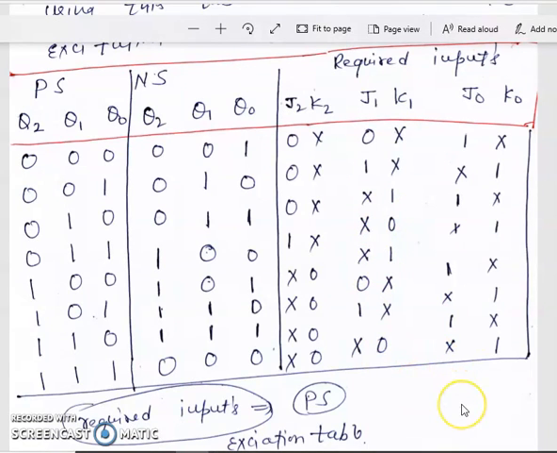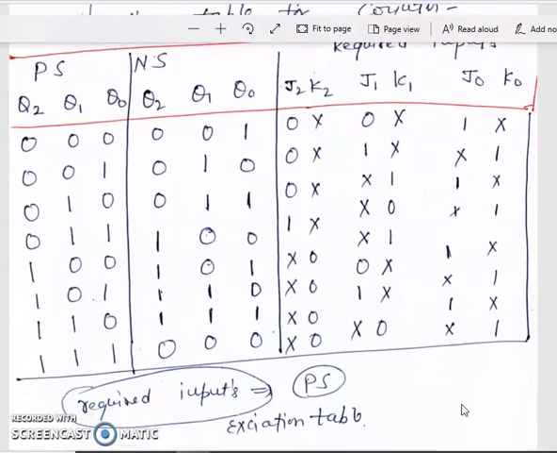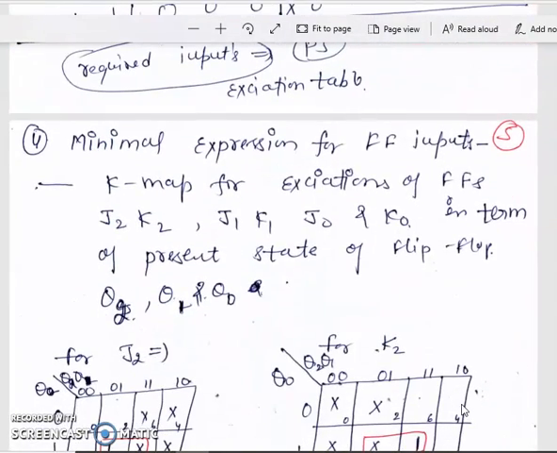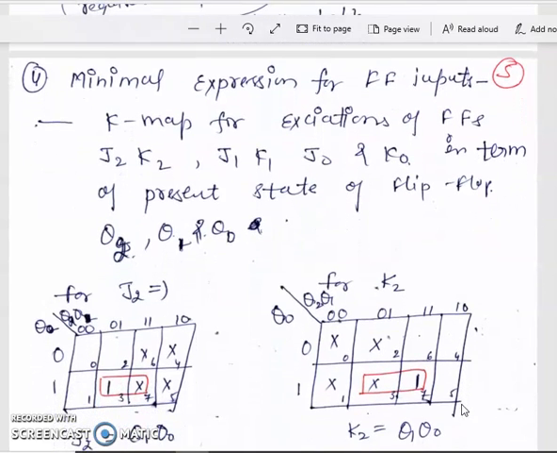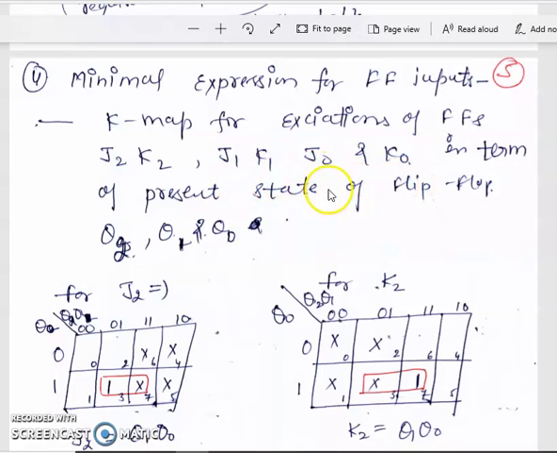Okay, this is the most important step, to apply the excitation table of the selected flip-flop to the excitation table of the counter. Okay, next step is minimum expression of flip-flops. For this we use the K map. For the K map, flip-flops J2 K2, J1 K1 and J0 K0 in terms of present state of the flip-flop. Present state, that is the Q0 Q1 and Q2 for all the flip-flops, and we have the output, we have the input, that is J0 K0, J1 K1 and J2 K2.